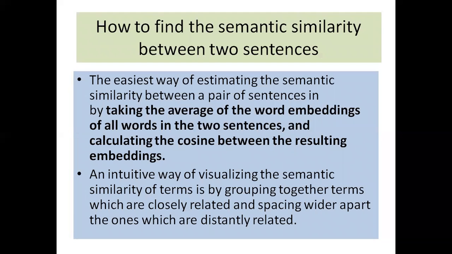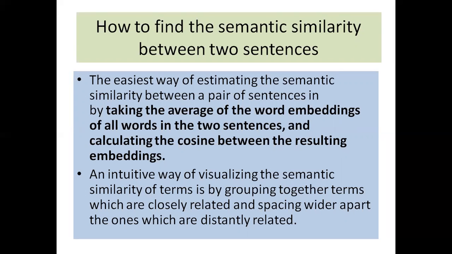So now, how to find the semantic similarity between two sentences? The idea is to find the similarities. Then how to find that? The easiest way of estimating the semantic similarity between a pair of sentences is by taking the average of the word embeddings of all words in the two sentences and then calculating the cosine between the resulting embeddings.